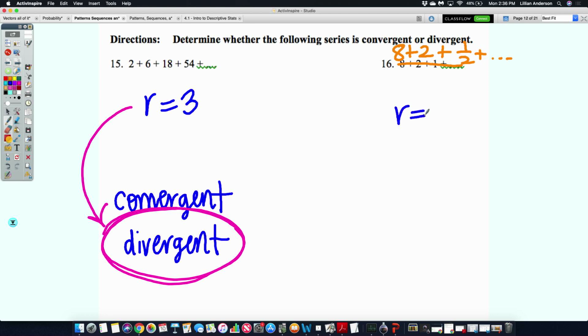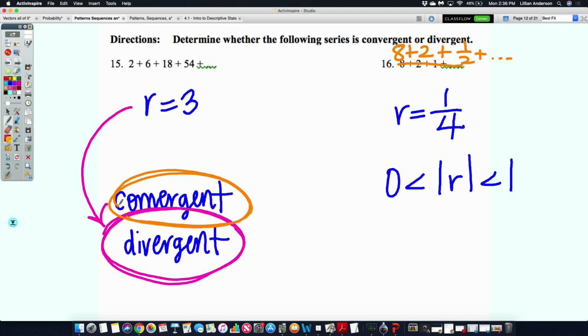1/4. Okay, it's 1/4. And remember, when the absolute value of the common ratio is between 0 and 1, that meant it was a convergent series. So this one is convergent. Okay? Remember? Good stuff.